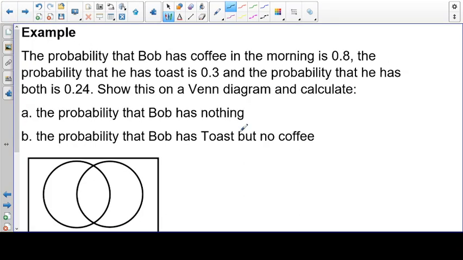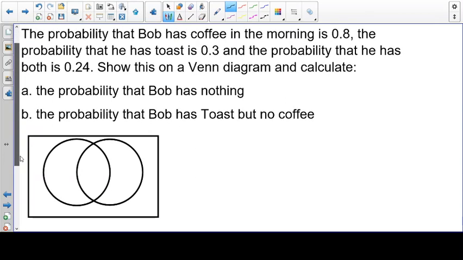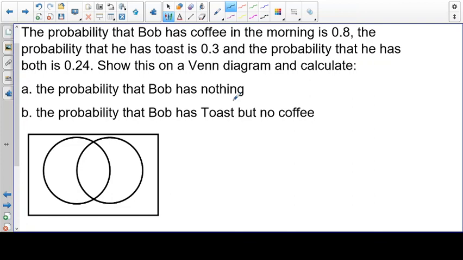And then the last one, this one, we're using probabilities inside the Venn diagram. So the probability that Bob has coffee in the morning is 0.8, the probability that he has toast is 0.3, and the probability that he has both is 0.24. Show this on a Venn diagram. So we've got coffee, we've got toast. The probability that he has both is 0.24. So we're putting probabilities in the Venn diagram this time.